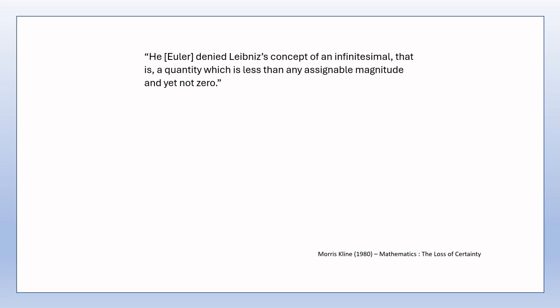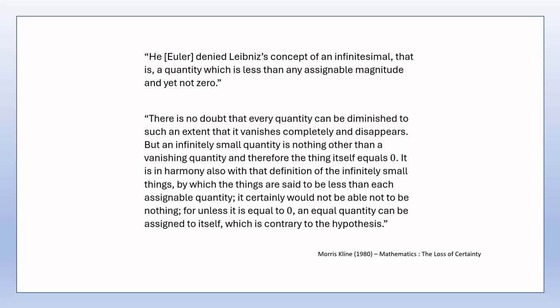Klein goes on further to say that Euler, in his 1755 Principles of Differential Calculus, argued that there is no doubt that every quantity can be diminished to such an extent that it vanishes completely and disappears. But an infinitely small quantity is nothing other than a vanishing quantity, and therefore the thing itself equals zero. It's in harmony also with that definition of the infinitely small things, by which the things are said to be less than each assignable quantity. It certainly would not be able not to be nothing, for unless it is equal to zero, an equal quantity can be assigned to itself, which is contrary to the hypothesis.